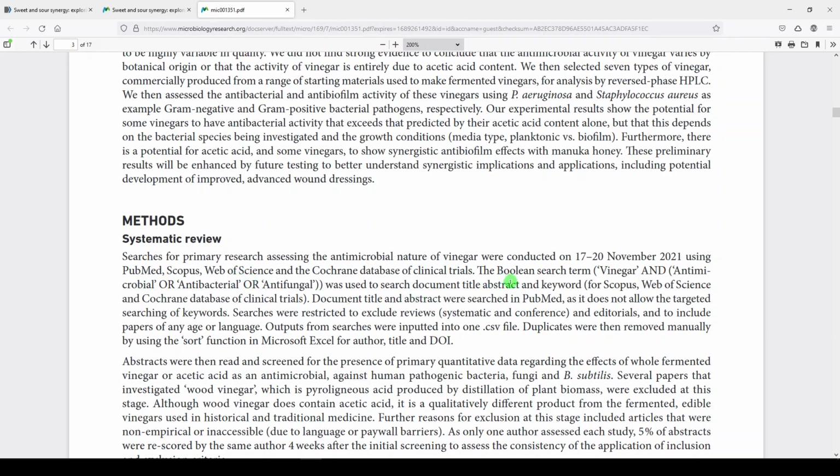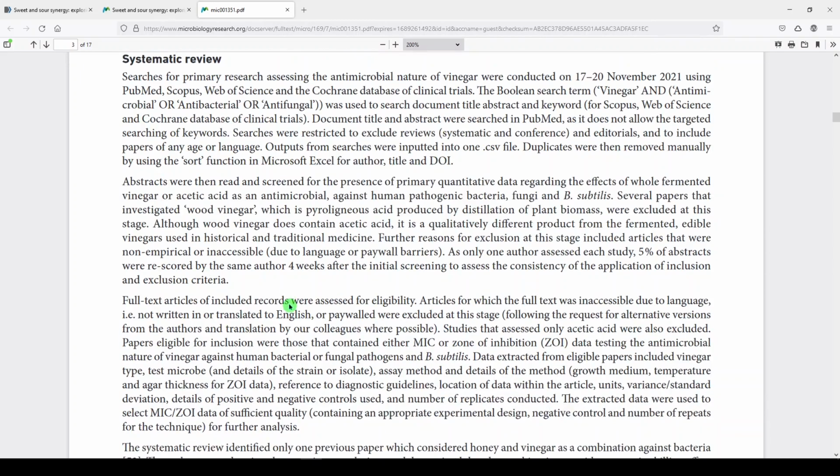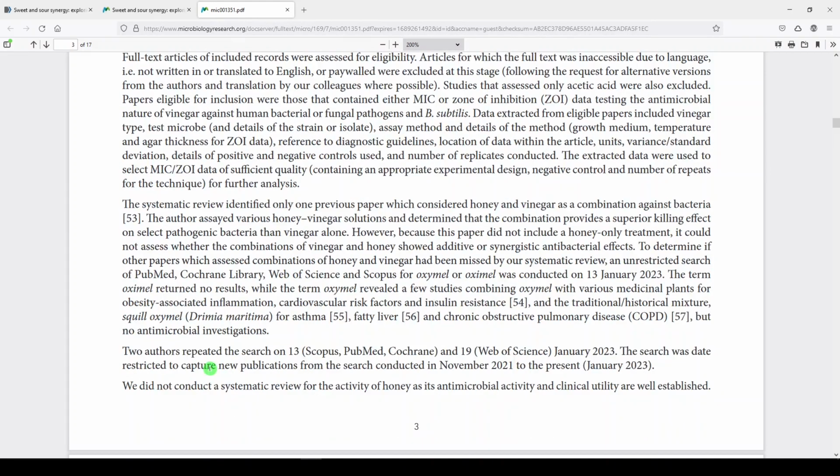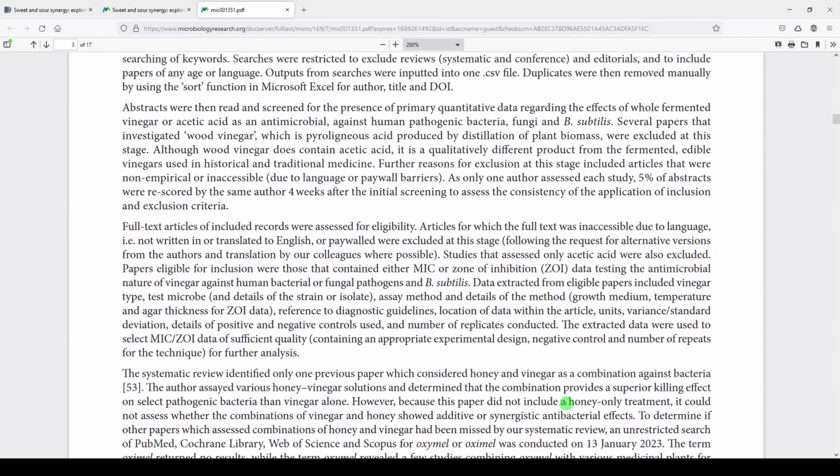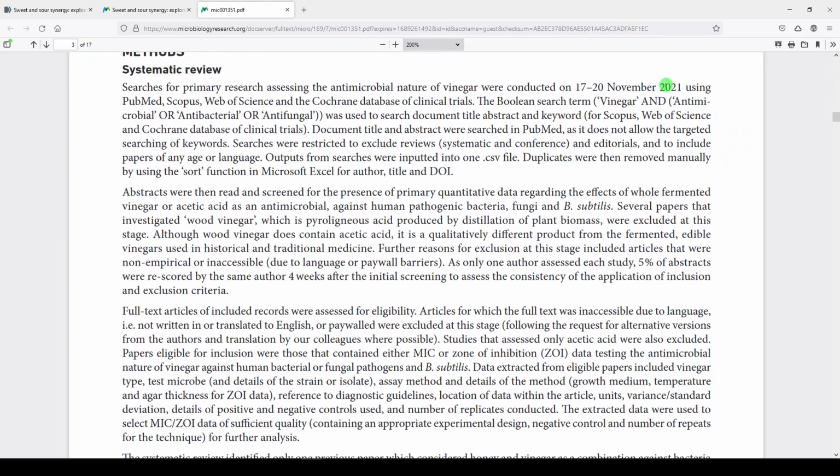And then they've given us their search string here: vinegar, and then they used antimicrobial or antibacterial or antifungal. I could say so much about this search, but basically I just want to point out that it's not really reflecting what the topic said it was. Later on in the methods, they mention that they didn't look at the activity of honey as its antimicrobial activity and clinical utility are well established. But I thought they were looking for vinegar and honey combined, in other words, oxymel.